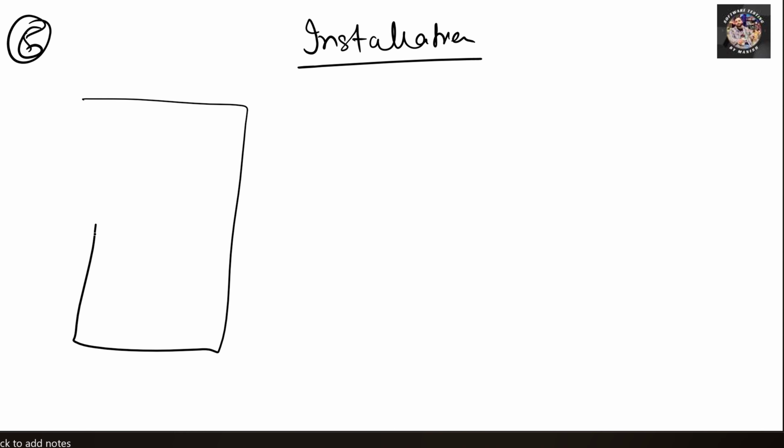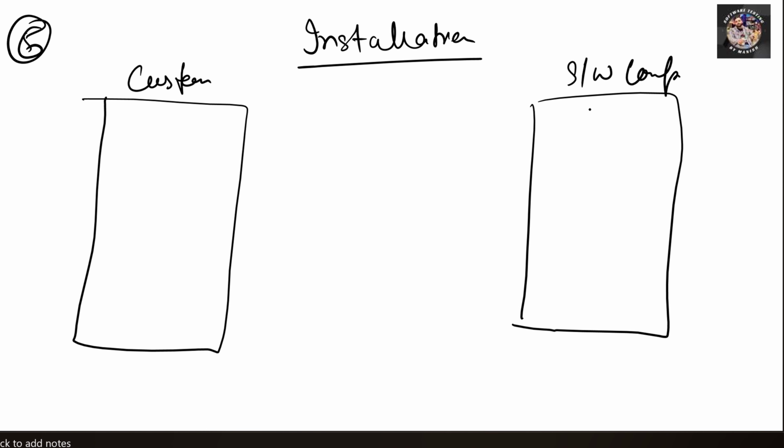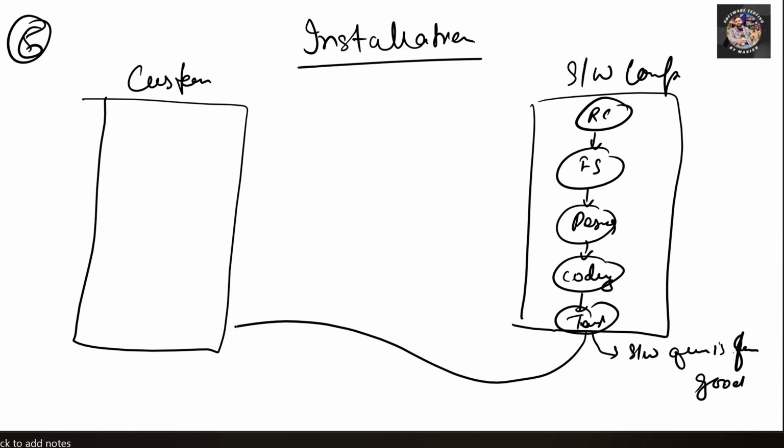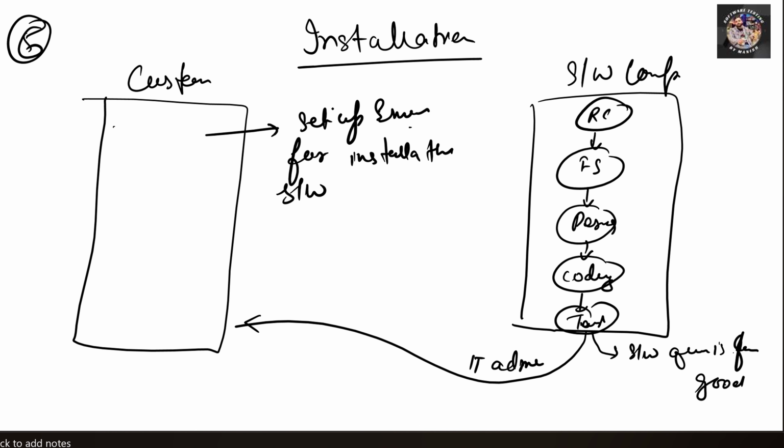After the testing part, the sixth phase is the installation part, that is, the deployment part. This is the customer company, this is the software company. In the software company, requirement collection is completed, feasibility study completed, designing completed, coding completed, testing completed. Once testing is completed and the software quality is found good, then the IT admin from the software company will go to the customer company and set up the environment for installing the software. Setting up the environment means creating the environment in which that software will work.